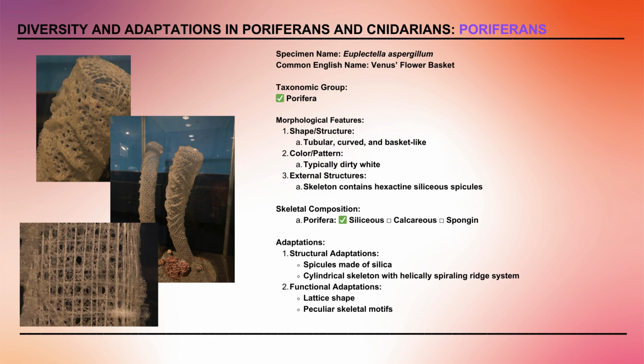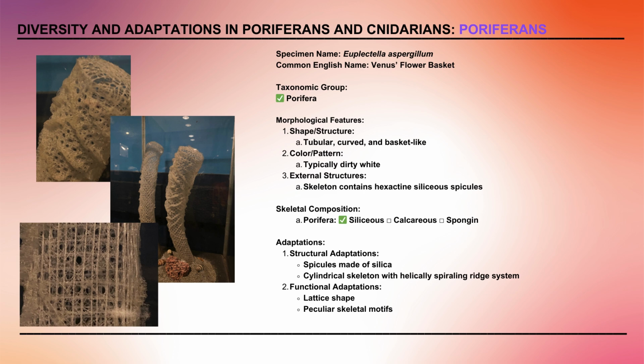Another functional adaptation is its mutualistic relationship with shrimps. A pair of shrimp become trapped inside the sponge's rigid structure and spend their lives within, forming a symbiotic relationship where they clean the sponge while receiving shelter.